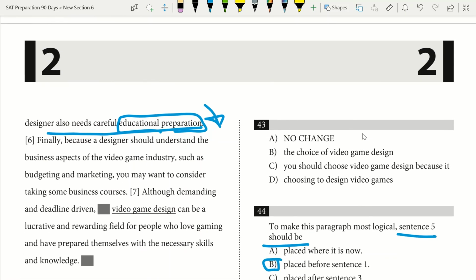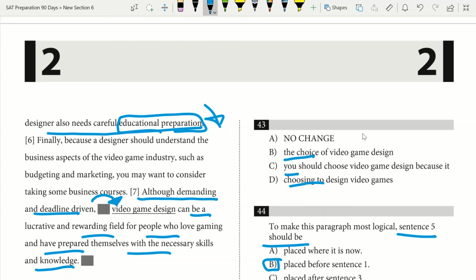Okay, so we've got, although demanding and deadline driven, so we'll just jump down here real quick. Although demanding and deadline driven, video game design can be a lucrative and rewarding field for people who love gaming and have prepared themselves with the necessary skills and knowledge. Well, although demanding and deadline driven has to modify video game design, because that's what it's describing. It can't modify the choice. It can't modify you or choosing. It has to modify option A, which is video game design. That's a modifier and it has to come right next to what it's modifying. So we know it has to modify video game design. Therefore, our answer for 43 has to be A.